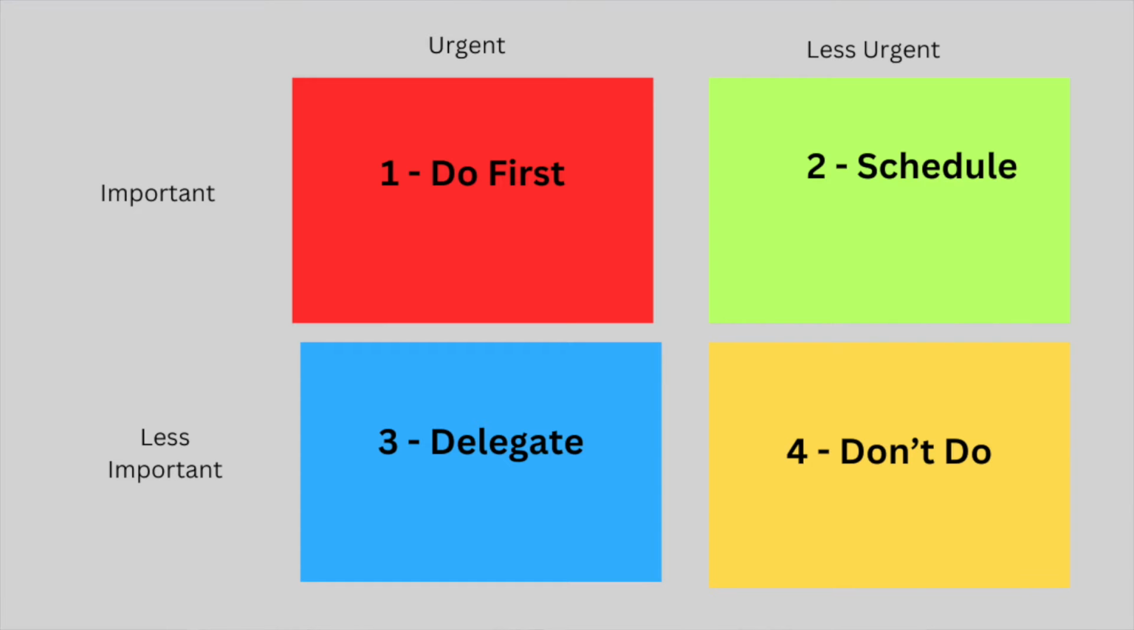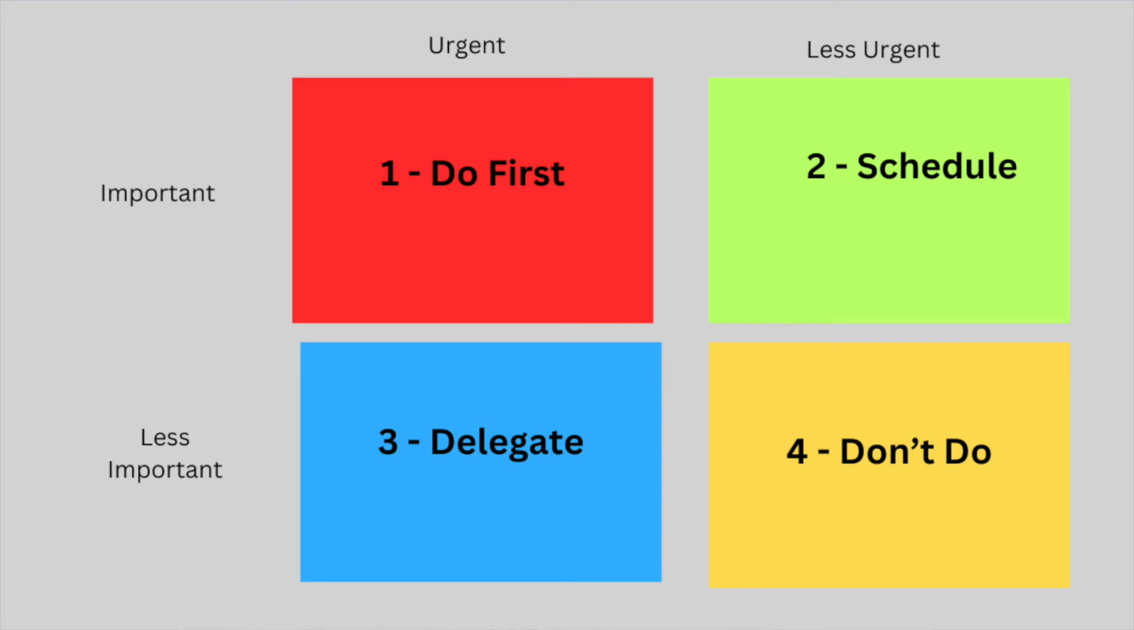See the urgent and important tasks? Those are the things you're going to do immediately. The important but not urgent are tasks that you'll schedule to do later. Urgent but not important tasks are ones that you can delegate to someone else. And then there's neither urgent nor important tasks, and those you can just eliminate.